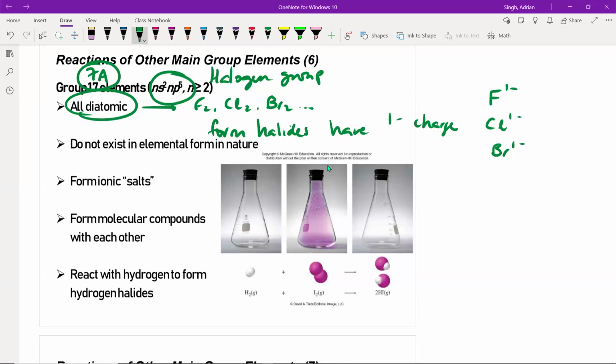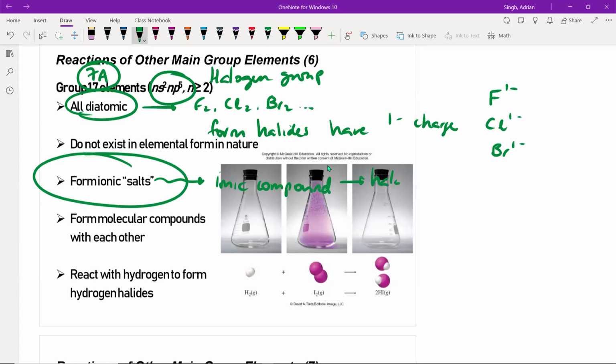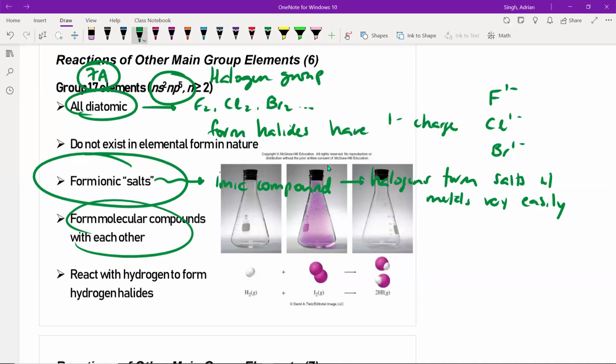They can combine with metals to form ionic compounds. Okay, and we call those salts, right? All a salt is is an ionic compound. And your halogens form salts with metals very easily. They can react with each other to form molecular compounds or covalent compounds.